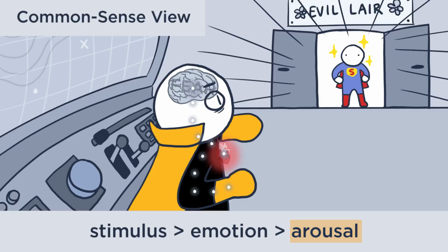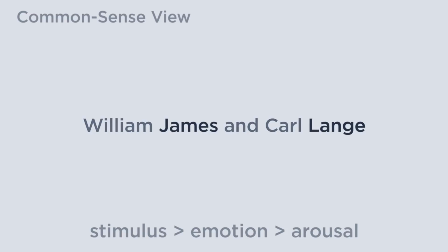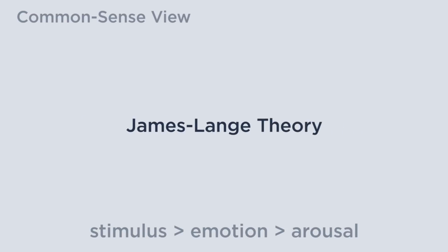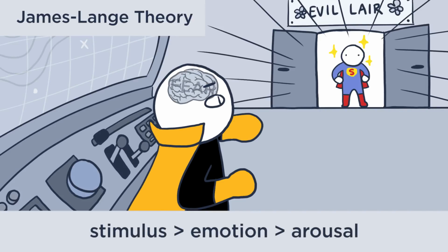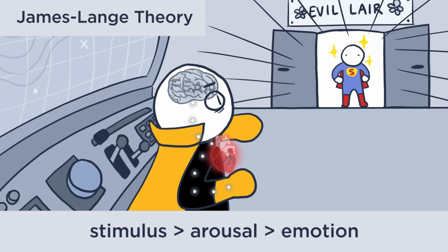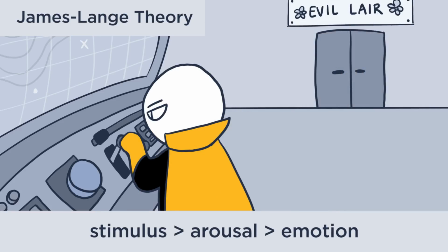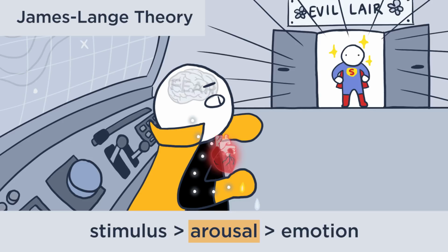In the mid-1880s, two scholars, William James and Carl Lange, independently came up with similar theories that contradicted this common sense view. James and Lange both suggested that instead of emotions causing bodily arousal, bodily arousal causes emotions. So to return to our previous example, that would mean that the sight of the hero on his threshold makes our villain's heart beat faster, his hands tremble, and his palms sweat, and these physiological changes cause him to feel fear. But this theory is vulnerable to a few criticisms.